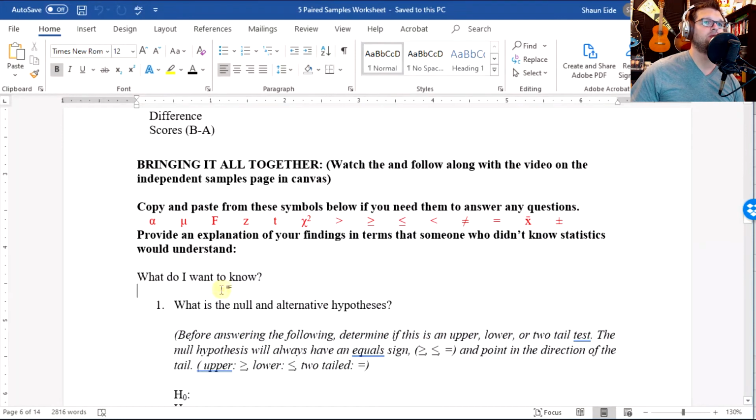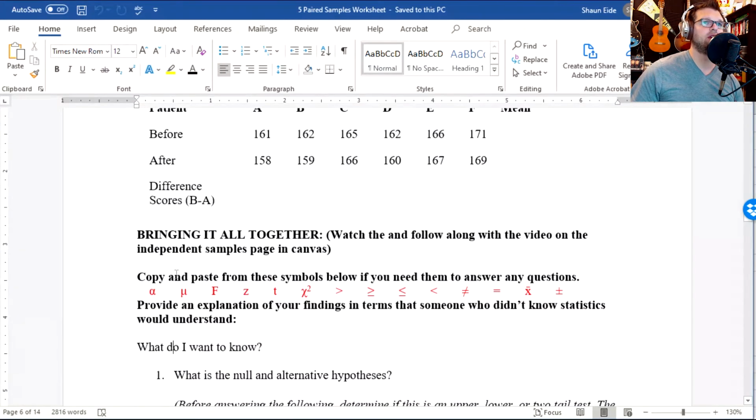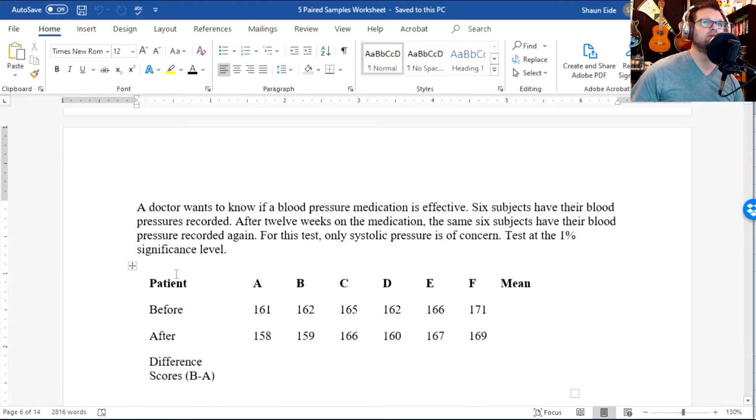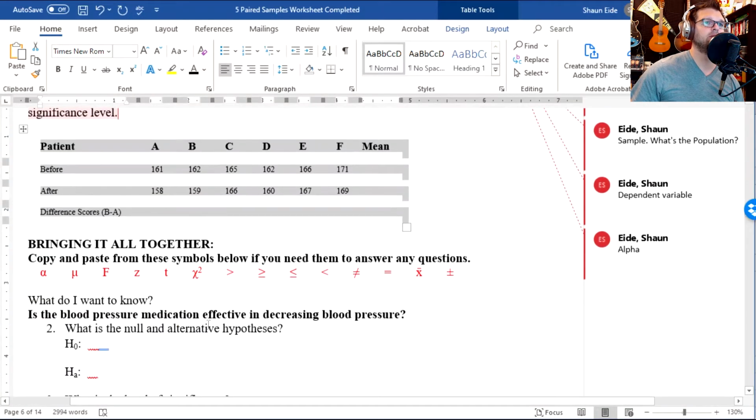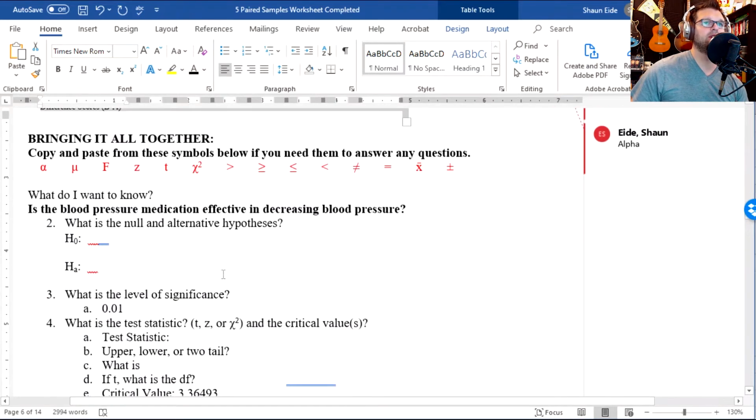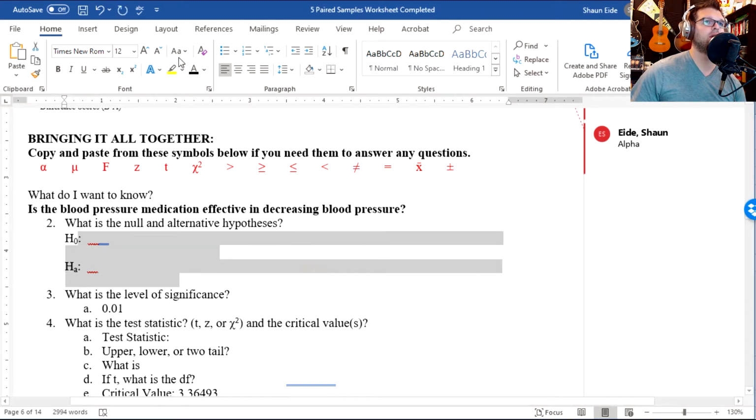Okay, so what is it that we want to know? What we want to know is this drug, this blood pressure medication, is it successful in decreasing blood pressure, right? Is it effective in decreasing blood pressure? So we're going to write our null and our alternative hypothesis.